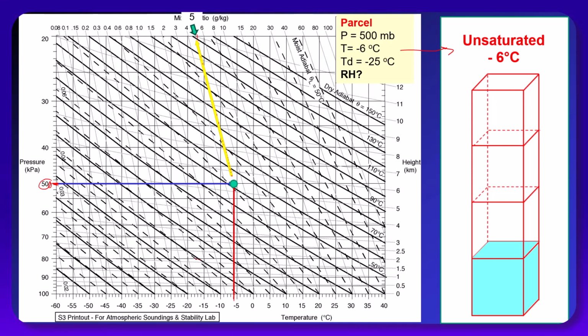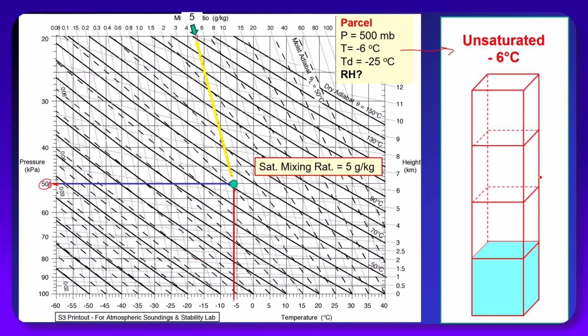So in this case, we have a saturation mixing ratio for the air parcel that is 5 grams per kilogram. This is how much can exist in the air parcel if the air parcel were saturated. But we know that it isn't. So now we need to find out how much moisture is actually in the parcel.